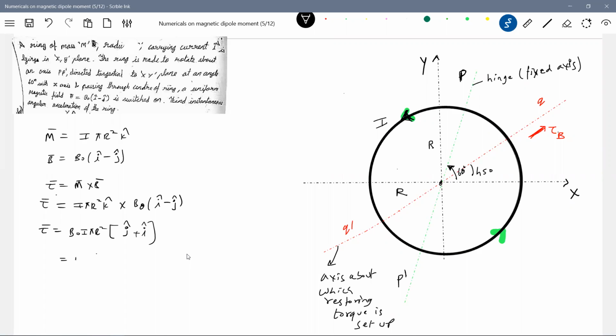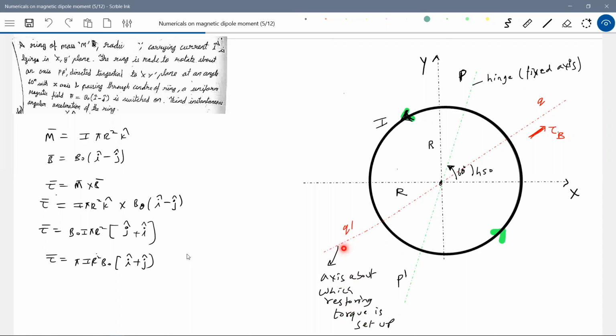So altogether this will become B naught I pi r square times (I cap plus J cap). Look at this, it makes an angle 45 degrees. The restoring torque due to the dipole moment is set up about an axis. What is that axis? QQ dash. The axis QQ dash will make an angle 45 degrees according to this. So that's what we are showing.